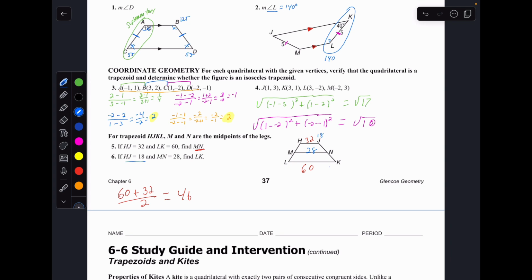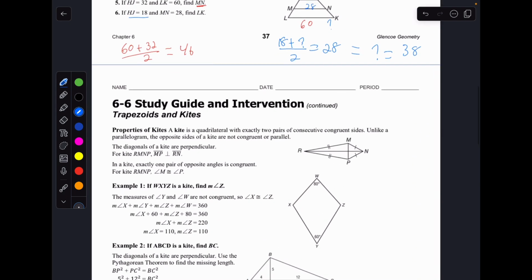Here's the question this time. What is LK? So I'm going to set it up exactly the same way. I'm going to say 28 over here. I'm going to divide by 2, and I'm going to say 18 added to a number is going to give me 28. I'm going to do a little bit of algebra, which you know how to solve, okay? And basically the question mark is a 38. And that's it for problem number 6.